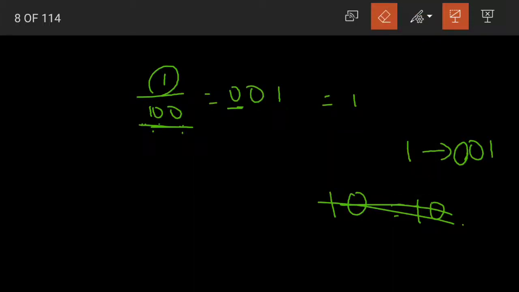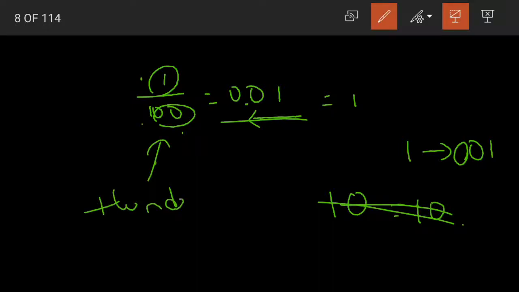Now what is the second step, children? Count the number of zeros in the denominator. We are having 2 zeros in the denominator. So after 2 digits from the right, I'll place my decimal point. So 1 by 100 is nothing but 0.01.